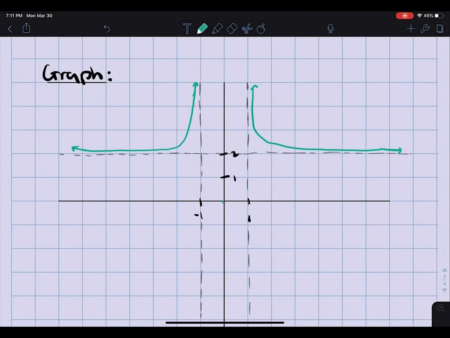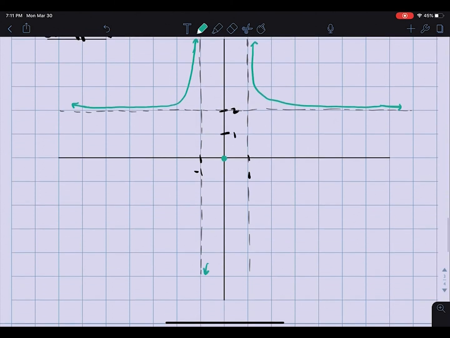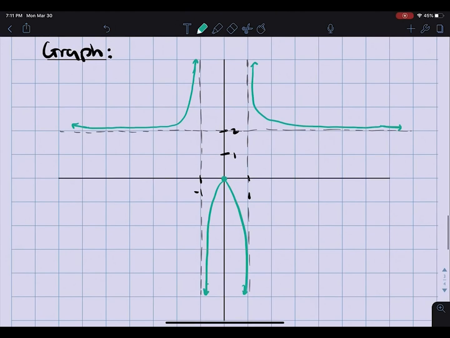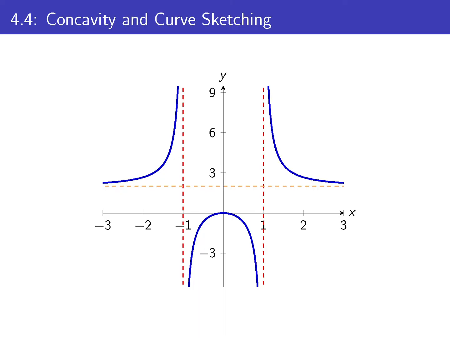So to complete the graph, we know that g goes to negative infinity when you approach negative 1 from the right or 1 from the left. And we also know g has a local maximum at (0, 0). So when we draw that in, the rest of the graph sketches itself. So just like before, we are happy that the graph matches what a computer says the graph should look like, or at least roughly matches what the graph should look like.